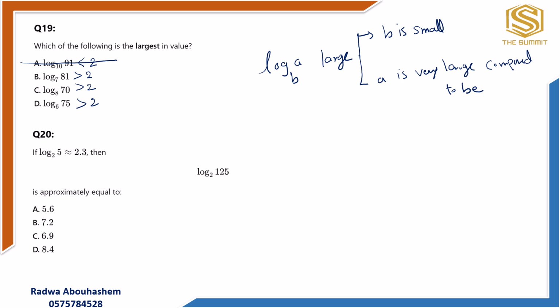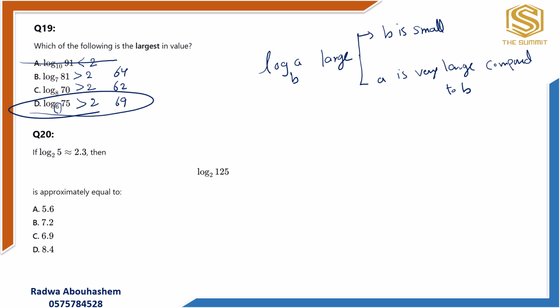So let's apply the rule. B is small, so the smallest b here is 6, and a is very large compared to b. So it's B. As you see here, the difference between 7 and 81 is just like 60. Here's 64, the difference here is 62. The difference here is 69. So which one has a small b and a very large a compared to the b? This is choice.